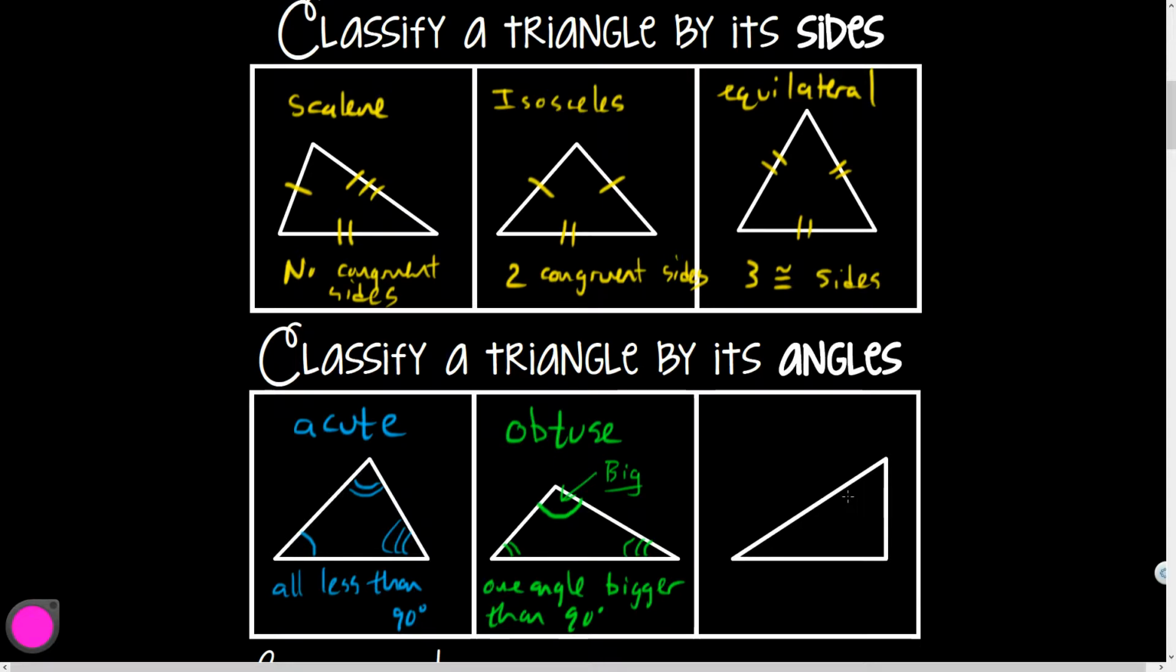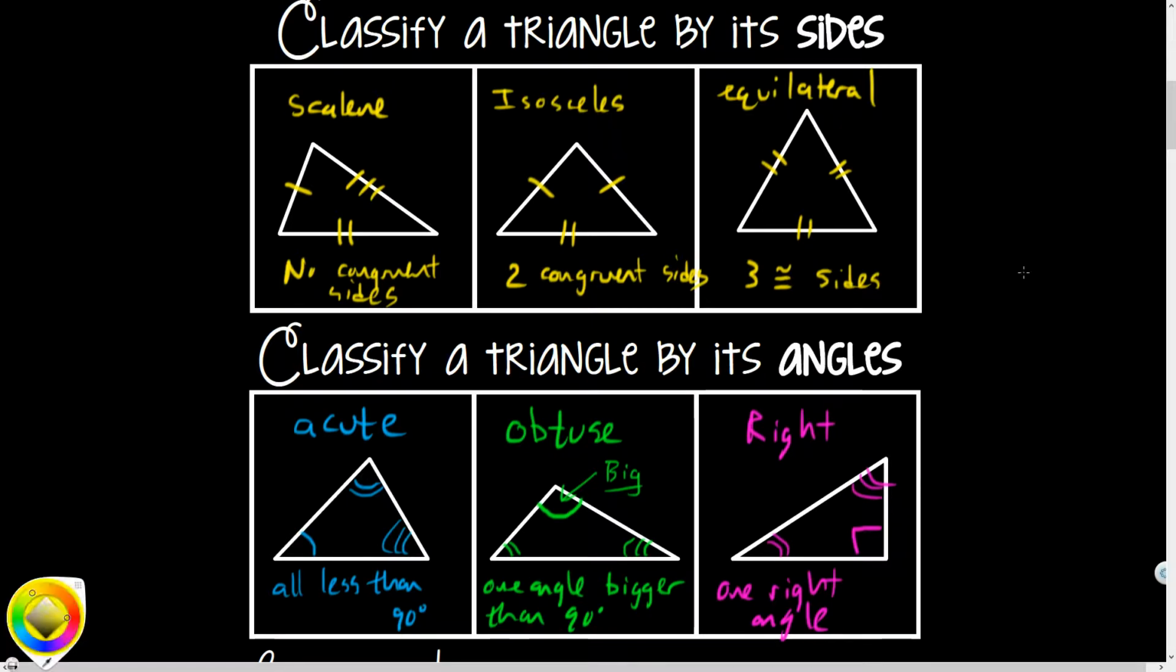So, this triangle has 1 right angle. If I have 1 right angle, that's a right triangle. Call it right. So we can classify triangles by side lengths, and we can classify them by angles.